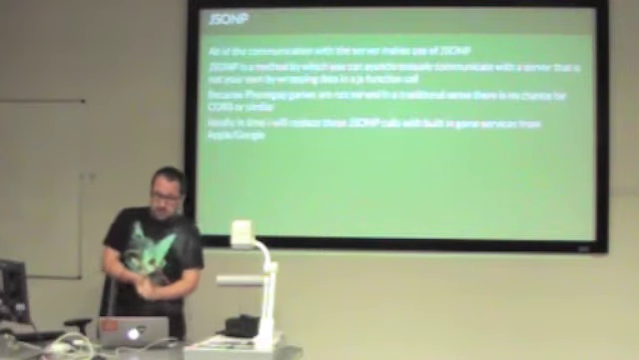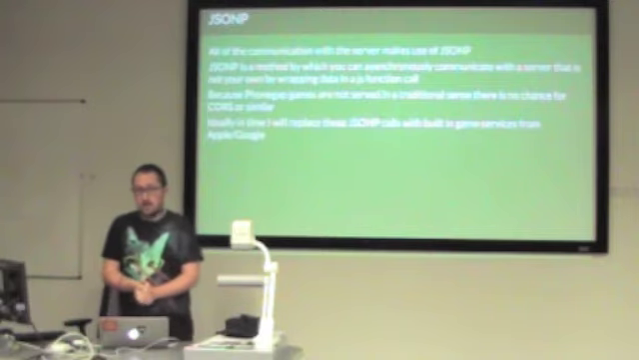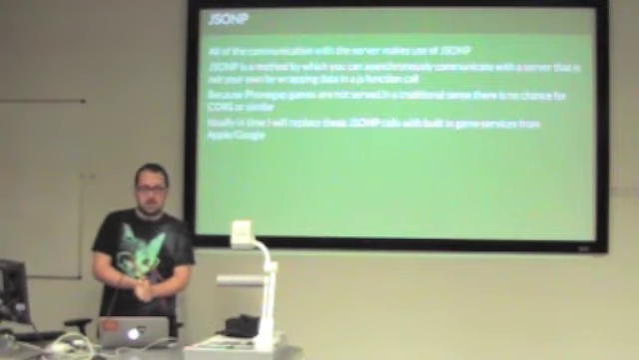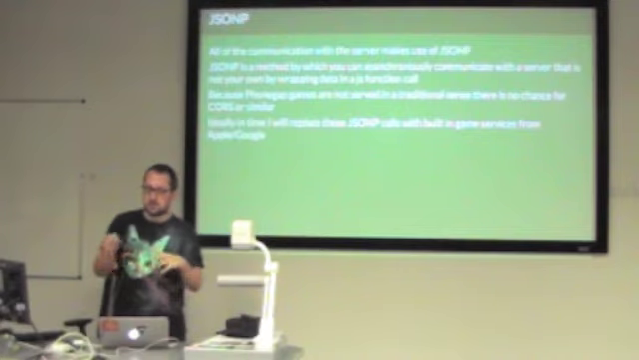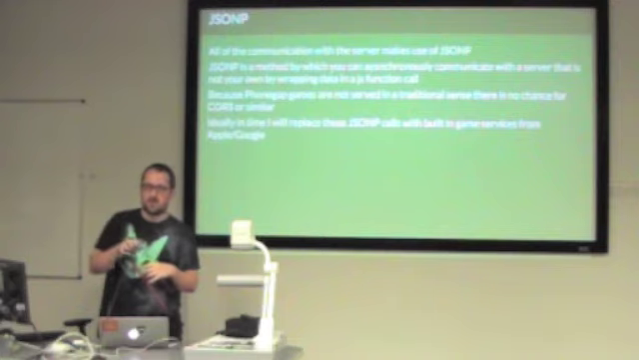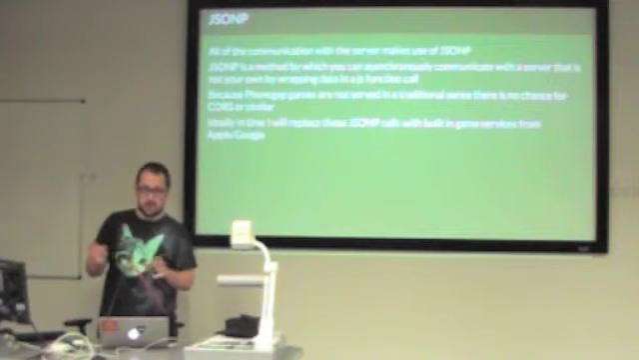For all of the communication with the server, I used JSON-P. Who knows what JSON-P is? It's a script tag. JavaScript inserts a script tag and then tries to run it. So it's a bit of a wobbly, dodgy way of doing it, but basically it allows you to pull data back from other servers so you don't have the cross-domain issues.